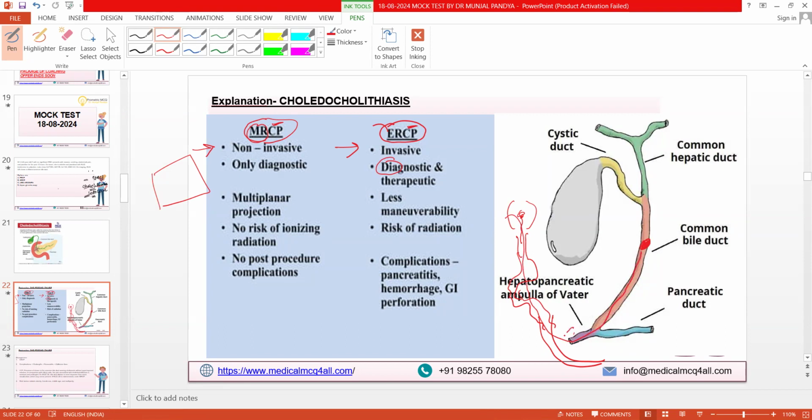So this is the ampulla of Vater, basically. The terminal part is the ampulla of Vater. Sometimes a sphincterotomy is done. Have you heard of sphincterotomy, Preeti? Yes, sir, a sphincterotomy will be done. Correct. So the stones cannot be removed simply or easily, so they sometimes do a sphincterotomy, enter the scope and remove the stones. So it has dual use.